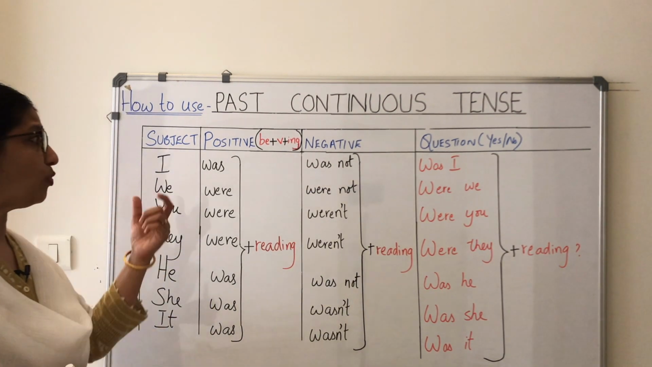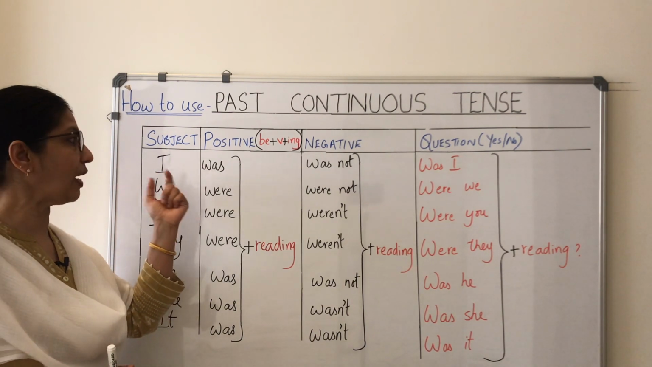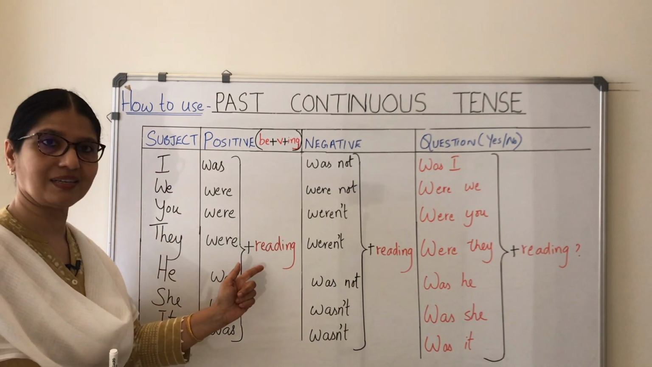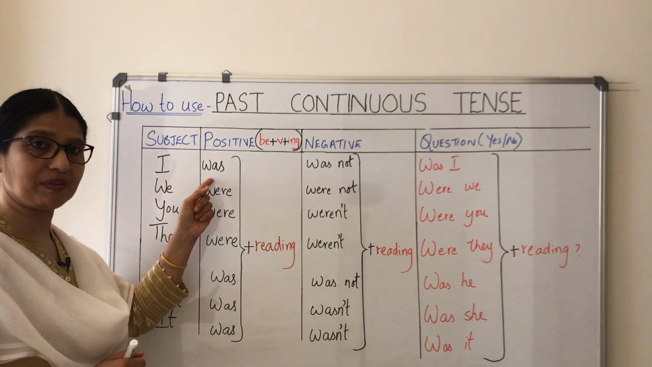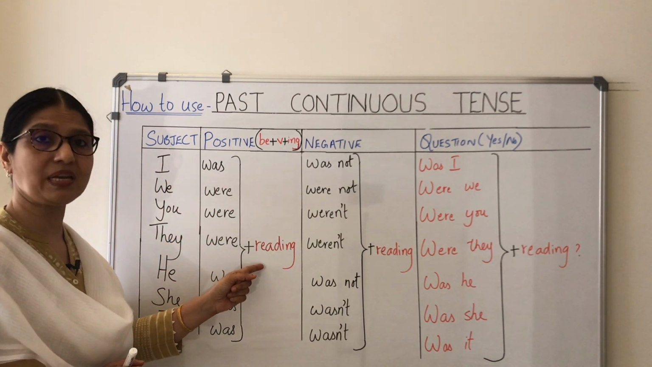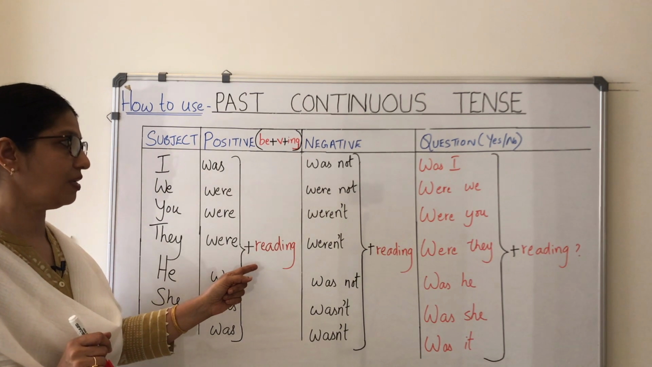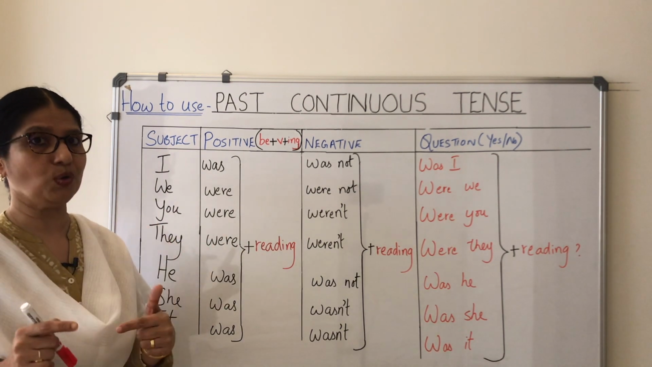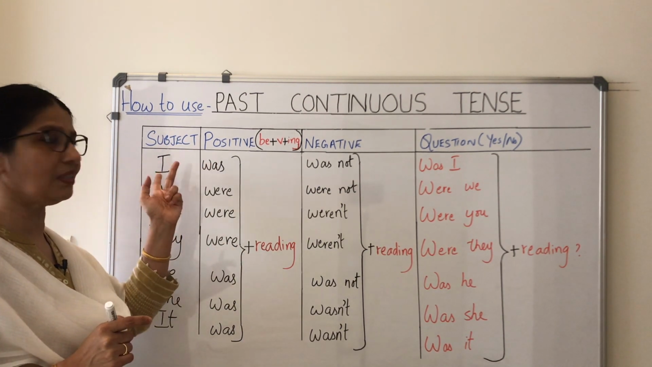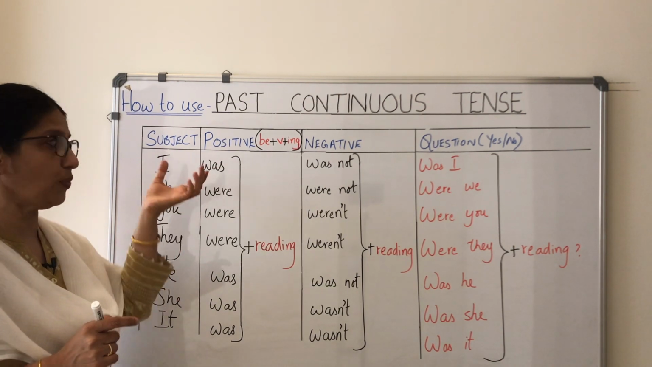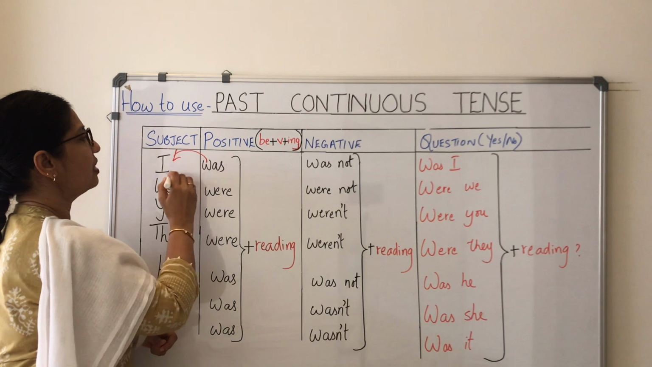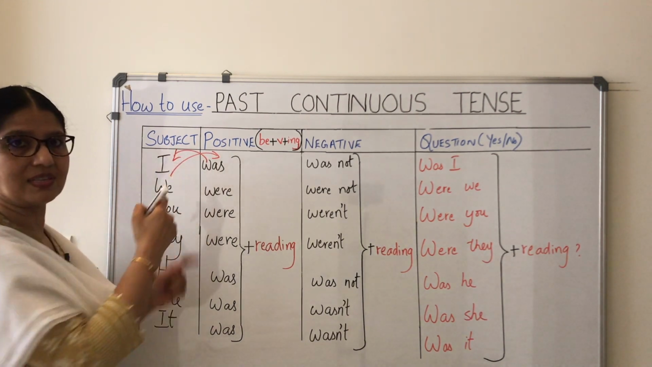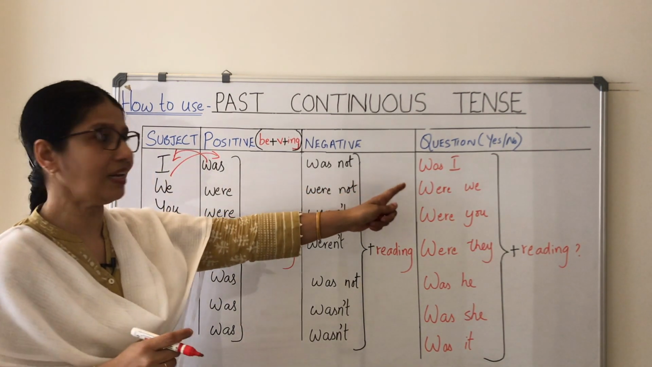Do you remember how we formed the positive sentence? You had I was reading. So how did you start? First you had a subject and then you had the helping verb followed by the main verb in ing form. So in order to form the yes or no question, you will just alter the order. You will change the order, you will invert it. You start with the helping verb first and then you will have the subject. So that's what I've done there.